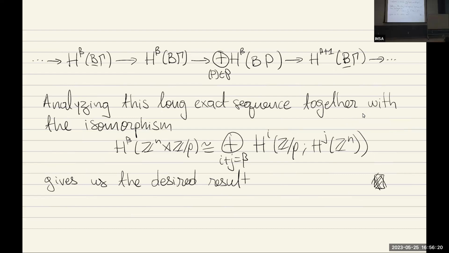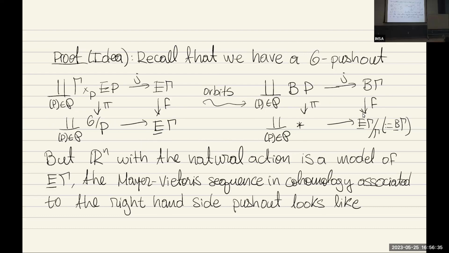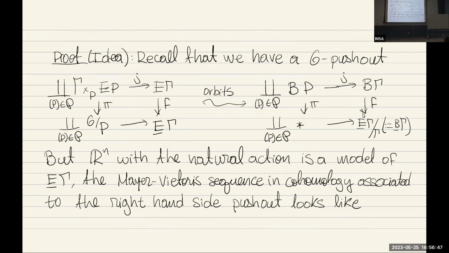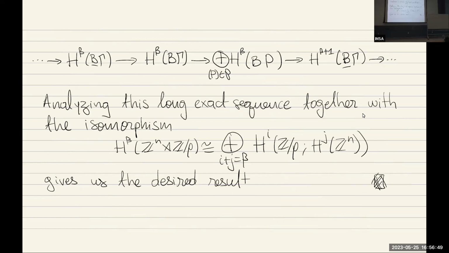But for example, as this B bar gamma is a CW complex of dimension n, for beta greater than n, this is 0 and this is 0, then we have a homomorphism. This, for example, implies that for beta greater than n it is bijective. The result has to be obtained by analyzing the long exact sequence together with the isomorphism given by the spectral sequence.